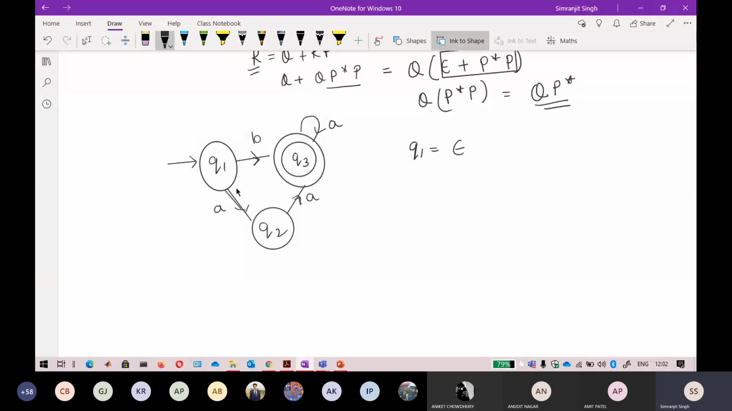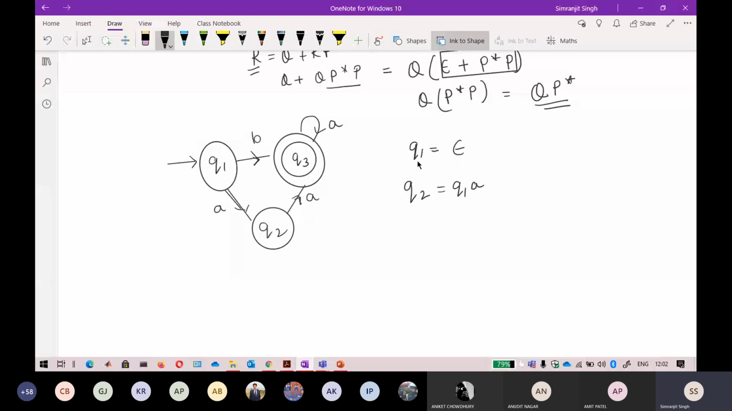Okay, in the same way, now go towards the state Q2. So how can you reach Q2? From Q1 you can reach Q2 by getting an input of A. So you just have to write it like this: from Q1 I can reach Q2 by getting an input of A. So in the equation form you have to write it like this.